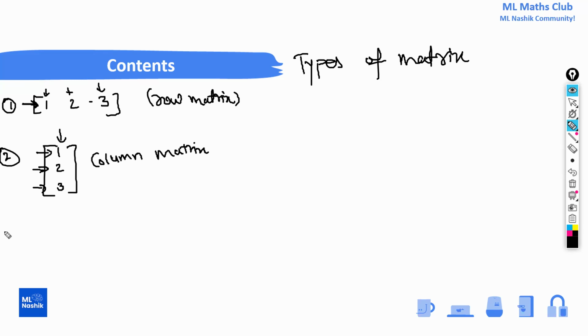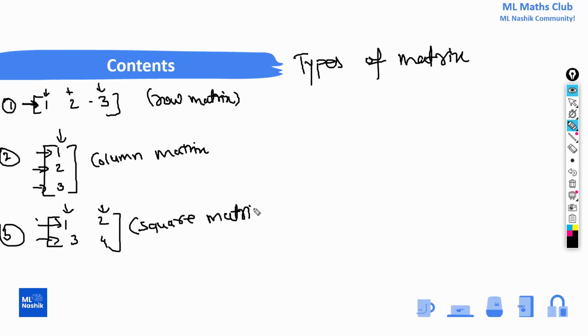Now suppose we have a matrix which has the same number of rows and columns, like 1, 2, 3, 4. Here you can see that we have two rows and two columns. So since the number of rows and number of columns is the same in this matrix, this type of matrix is known as square matrix. And there are many more types of matrix, but here we will be seeing only these types of matrix.